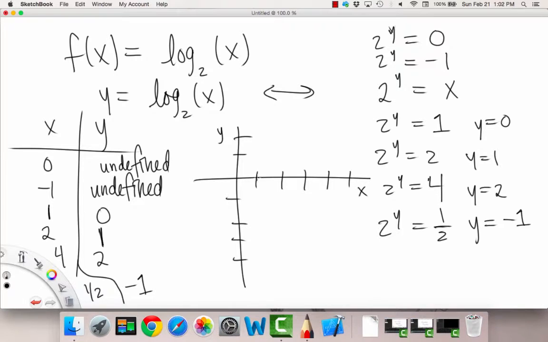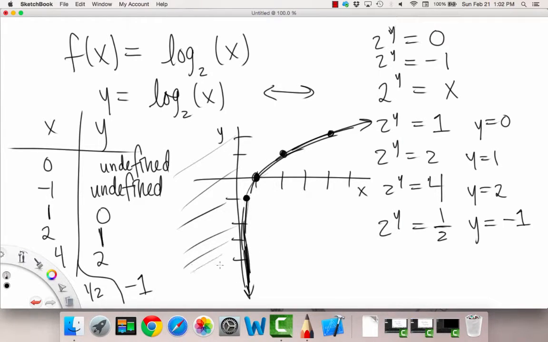So we have 1, 0, that's a point. We have 2, 1, that's right there. We have 4, 2, so 1, 2, 3, 4, and up 2, right there. We also have 1/2, negative 1, so something like that. So if we start to draw our curve, we notice something like this. And it actually continues down, but as x gets closer to 0, our function drops down to negative infinity. And on the left side, this graph doesn't even exist.